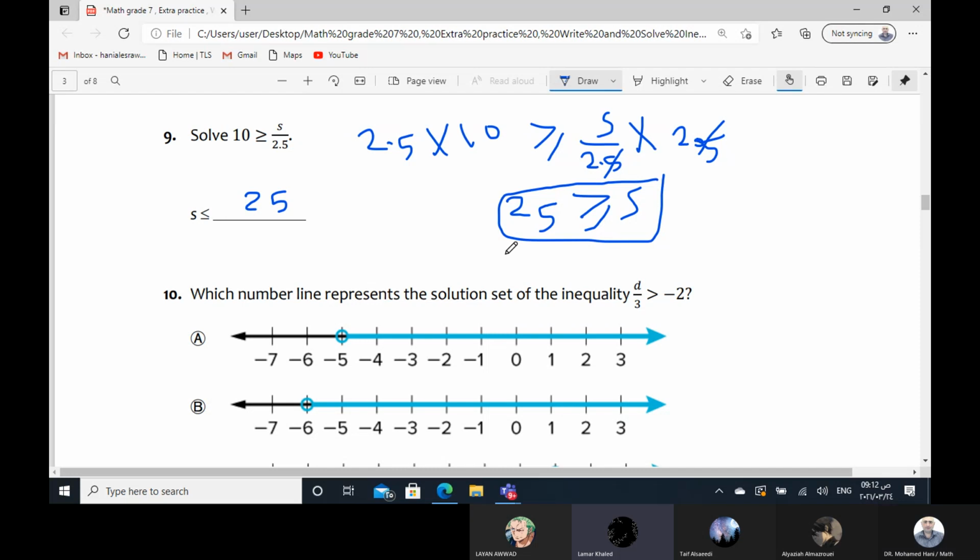Mister, do we need to do all these steps? Because I just multiplied 10 times 2.5 and it gave the answer. You can use any way, no problem. I explained three ways here: mentally, using the cross product, and using the one step to solve this inequality. You can choose any way, no problem. Okay, Lamar. Okay, Mister, thank you. Welcome.